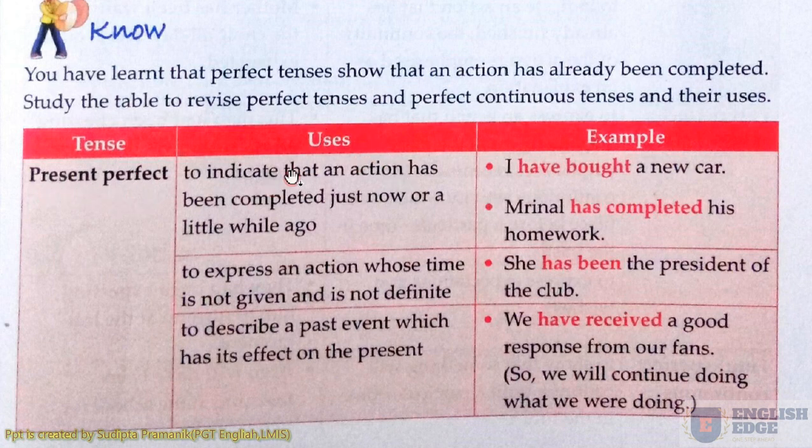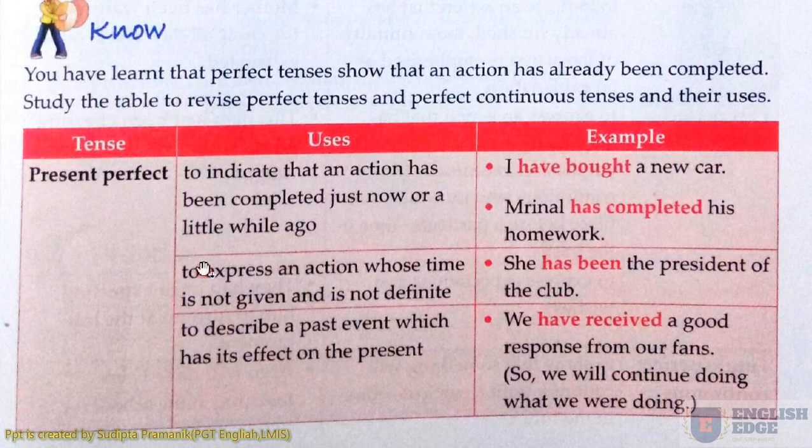What are the uses of present perfect tense? To indicate that an action has been completed just now or a little while ago. Suppose you have just come to the class. The class starts from 10 a.m., and now it is 10:20, but you entered the class at 10:05. So you may tell that I have just come now, or I have just come to my class.